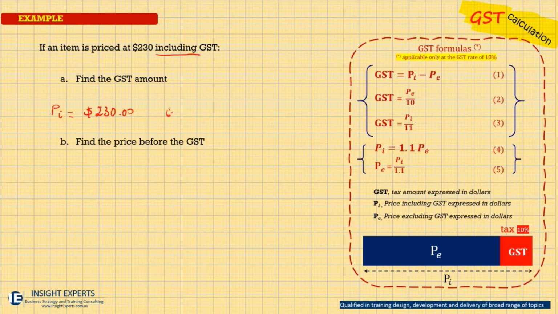So from equation number 3, it's 230 by 11 is $20.90.